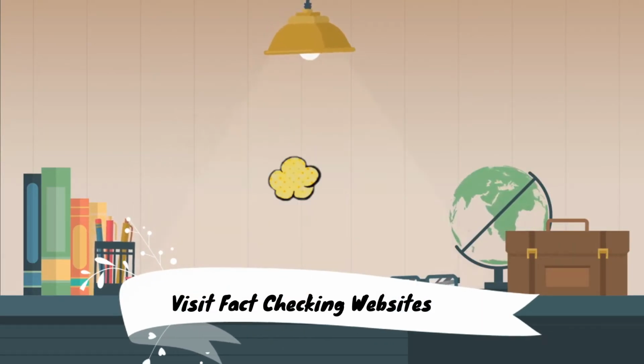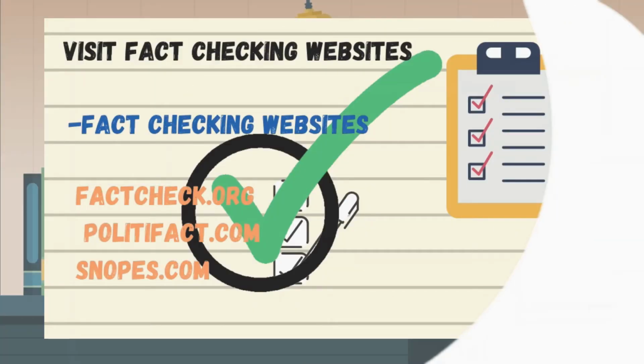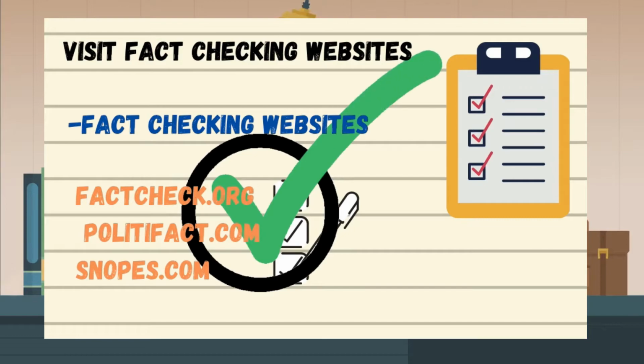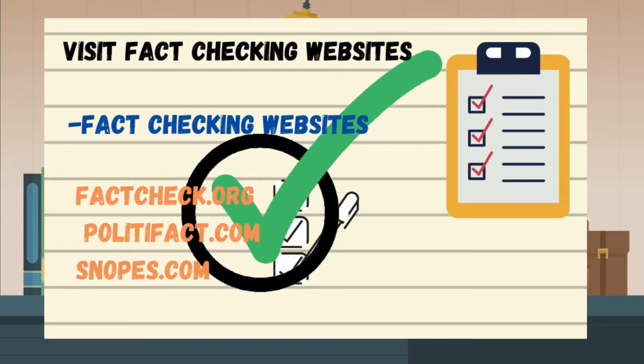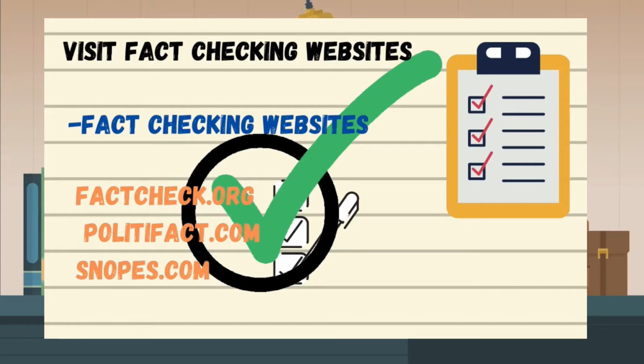Number 4. Visit fact-checking websites. If a story has been widely viewed, it most likely has been examined by one of the many fact-checking websites. Visit and search for the topic on sites such as factcheck.org, politifact.com, and snopes.com, all of which provide fact-checking archives for news worldwide.